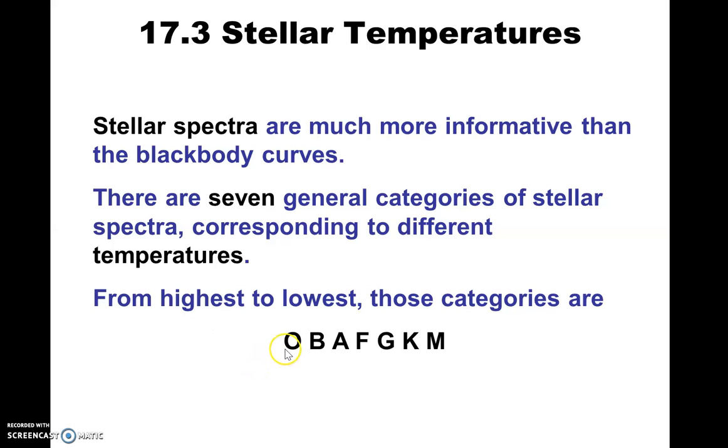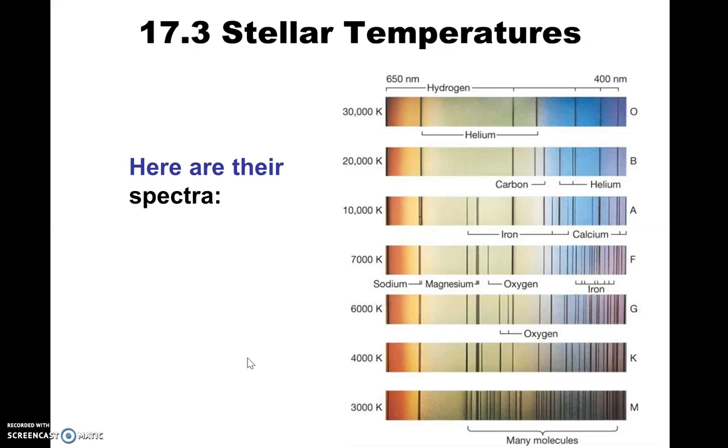And remember, O stars are the hottest. M stars are the coolest. There's actually two, as I said, there's 2 categories beyond this. This is the classic temperature range. Just to let you know, our sun is a G-type star, and so we'll further categorize it. So these are the categories. All right, let's keep going.